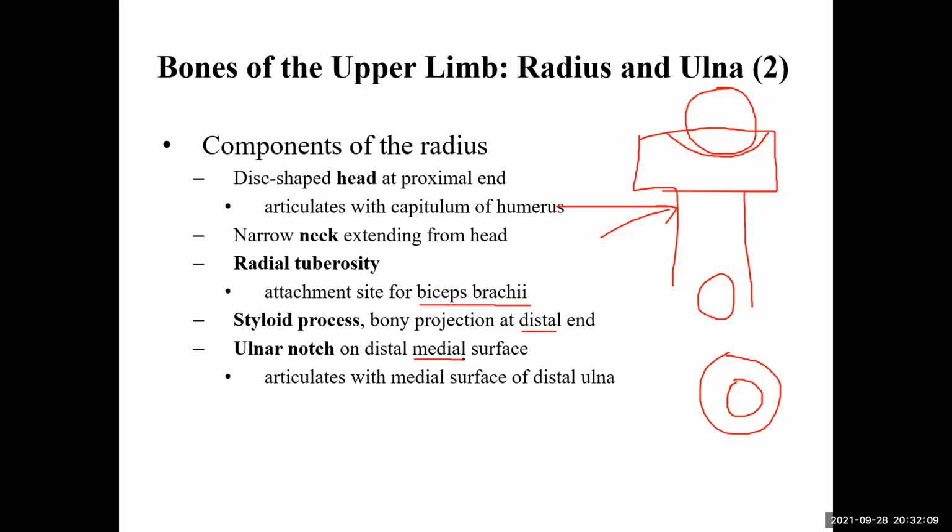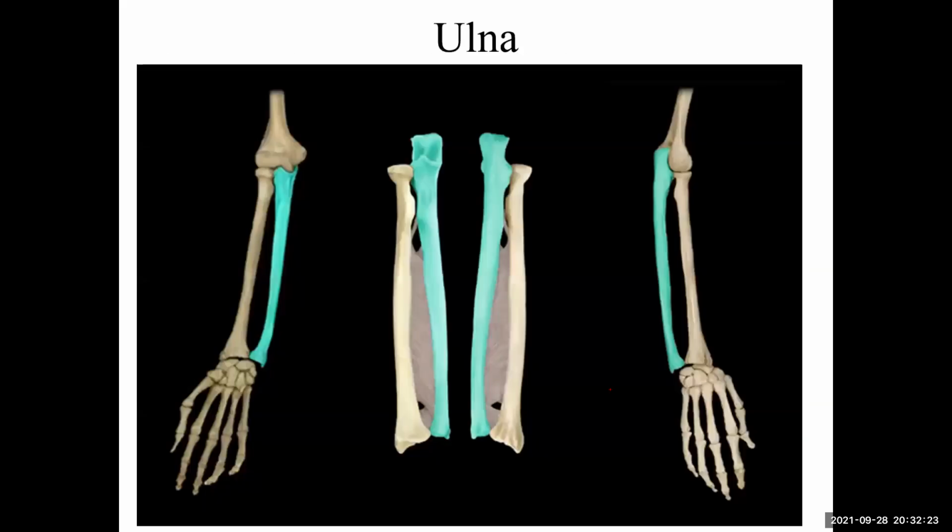The ulnar notch is going to be on the medial surface of the radius. And this landmark is going to directly articulate with the ulna. So we call it the ulnar notch because the ulna just kind of nestles in there. All right, the ulna, the longer of the two bones, the more medially placed bone in your forearm.